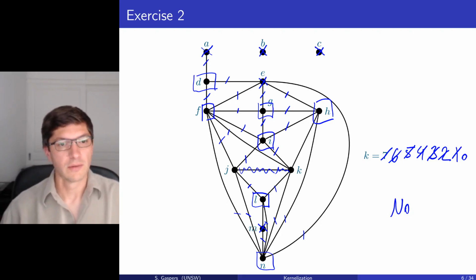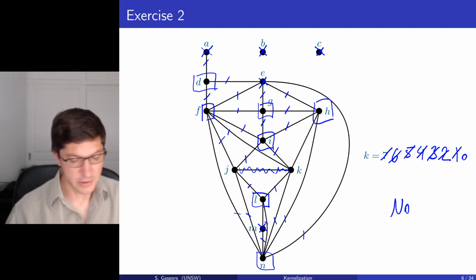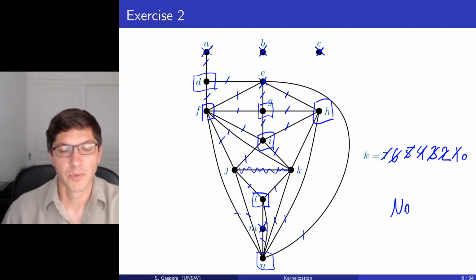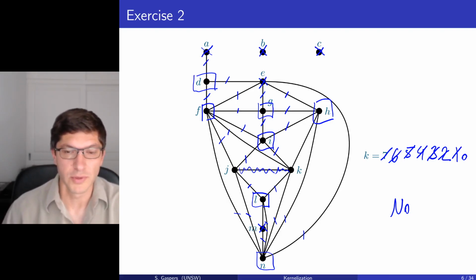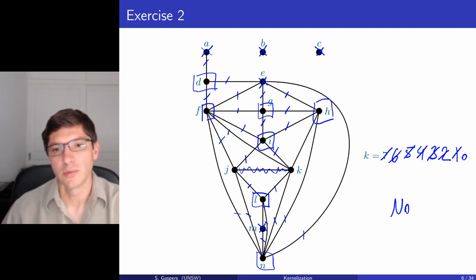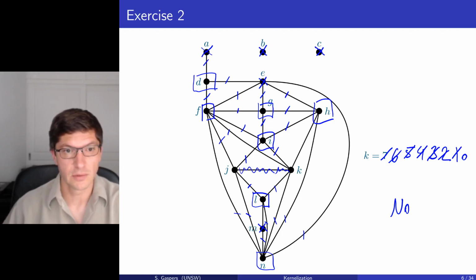I said that we kept making optimal decisions, but of course one would need to prove this. And one would need to prove that all the reasoning that we did, so the rules that we applied, are correct.